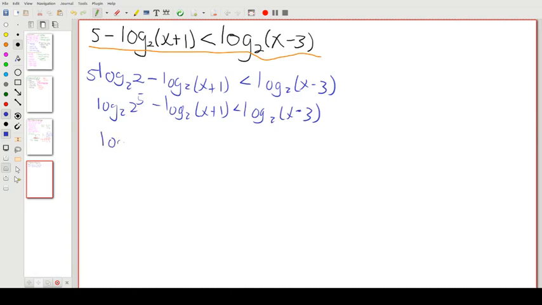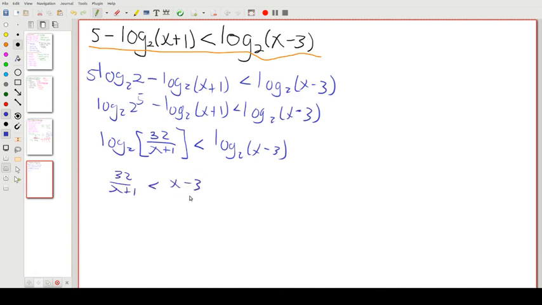So we're going to have log base 2, and then we've got something minus something, so that'll be a division. So 2 to the power of 5, 32 over x plus 1. And on the other side, we've got log base 2 of x minus 3. Okay, and now since we've got a single log on both sides with the same base, we can sort of ignore the logs. So all we're left with is this part. 32 over x plus 1 is less than x minus 3.